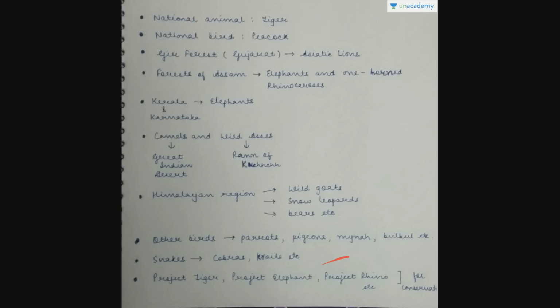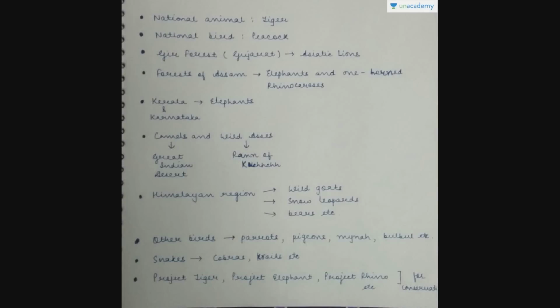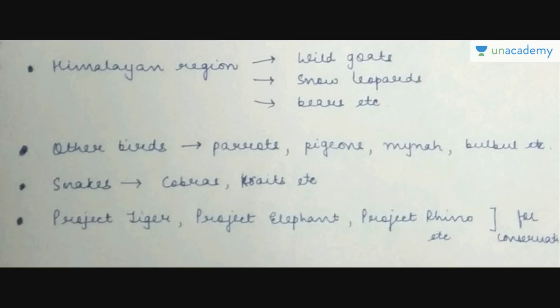Then some programs for conservation of wildlife were put in place, like Project Tiger, Project Elephant, Project Rhino, etc. So these programs were used to conserve the wildlife. So this is the same slide. I just had to crop it here. It somehow did not happen. So these are the programs used for the conservation of wildlife.